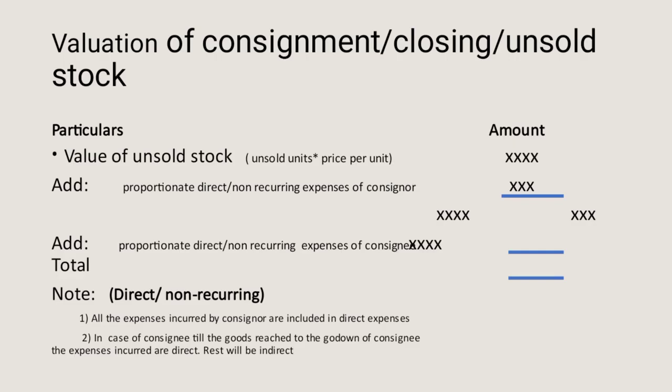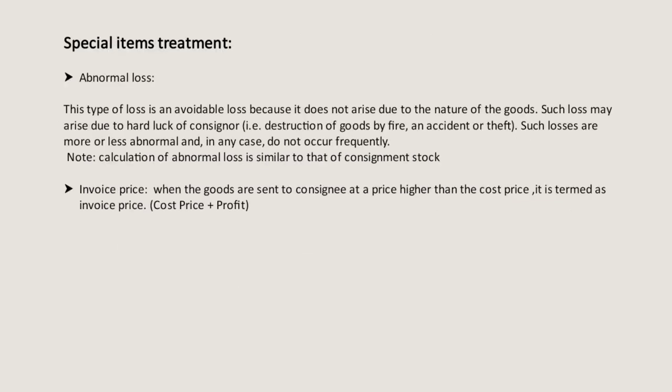Now there are some notes to be remembered: all the expenses incurred by the consignor are included in direct expenses, and in case of the consignee, till the goods reach the godown of the consignee, the expenses incurred are direct, the rest will be indirect. Is it clear? After the goods have reached the godown, the expenses become indirect.